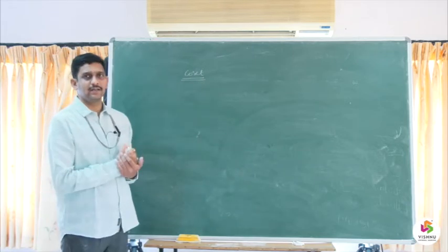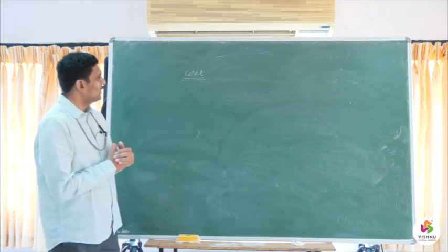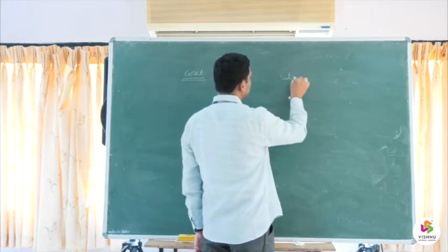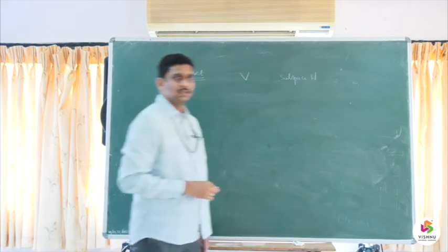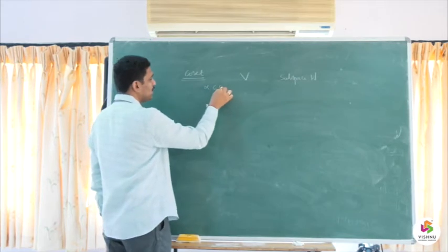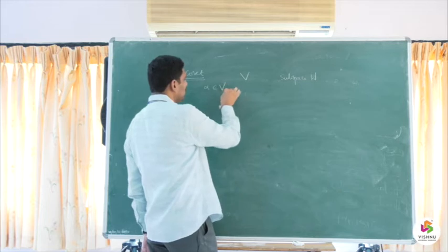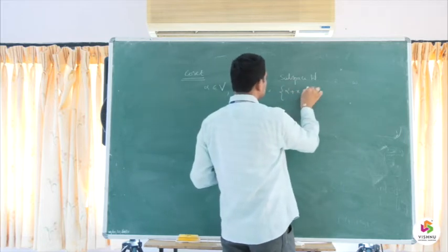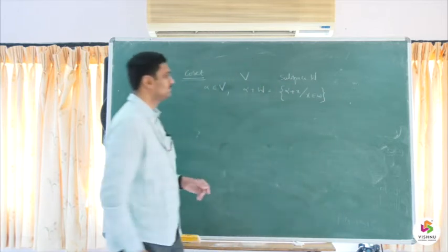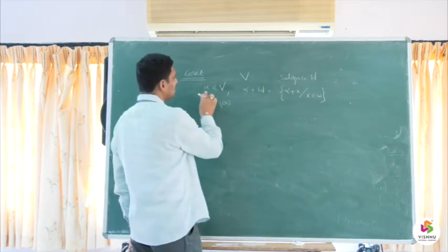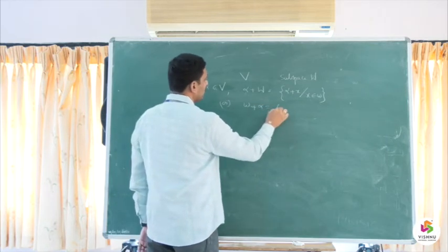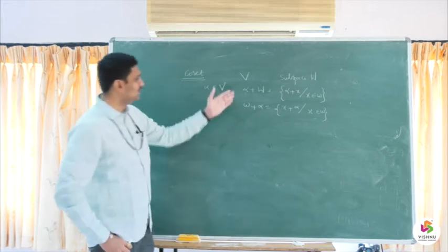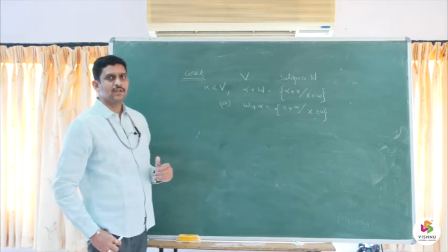So what is meant by a coset there? Okay. Whenever you take a vector space V and a subspace W, then for each vector alpha belongs to V, we consider alpha plus W, which is equal to the set of all alpha plus X such that X belongs to W. In the other way you can write, for each vector alpha belongs to V, W plus alpha is equal to the set of all X plus alpha such that X belongs to W. So this set we call a coset with respect to W.